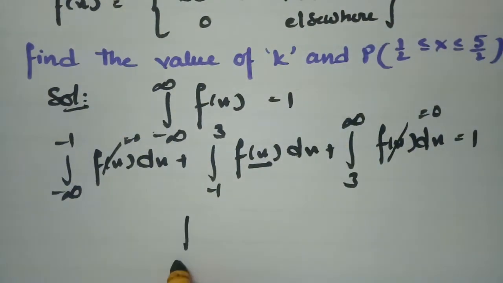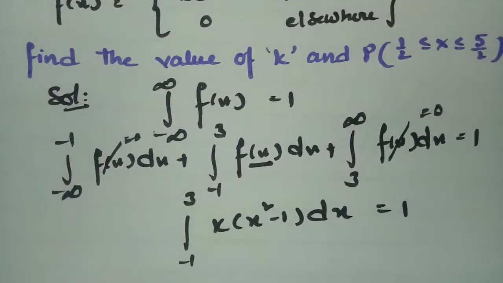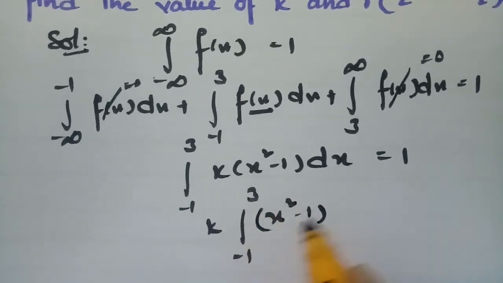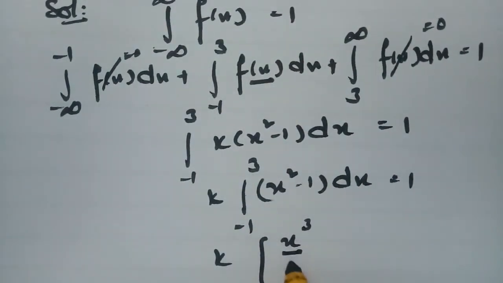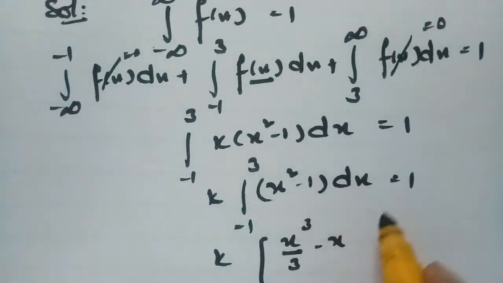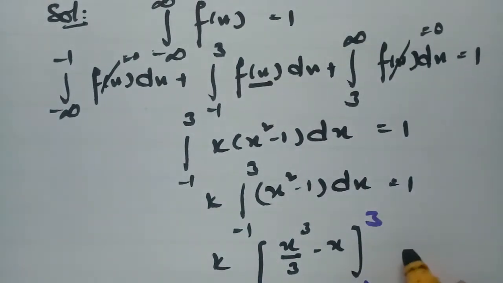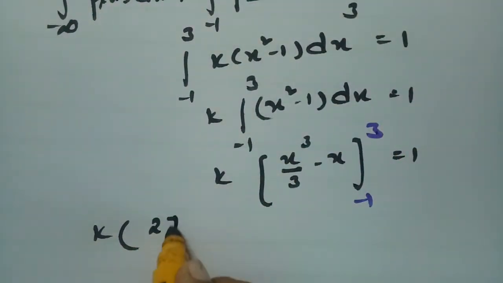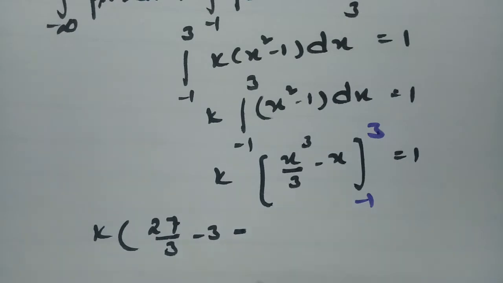Now this will be the integral from minus 1 to 3 of k times (x square minus 1) dx, equal to 1. If I take k outside, this is the integral from minus 1 to 3 of (x square minus 1) dx equal to 1. That is k times, for x square the integration will be x cubed by 3, and for 1 dx the value is x, between the limits minus 1 to 3, equal to 1. Now if I substitute 3 here, this will be 27 by 3 minus 3. And if I substitute the lower limit, minus 1 cube by 3, this will be plus 1 by 3.